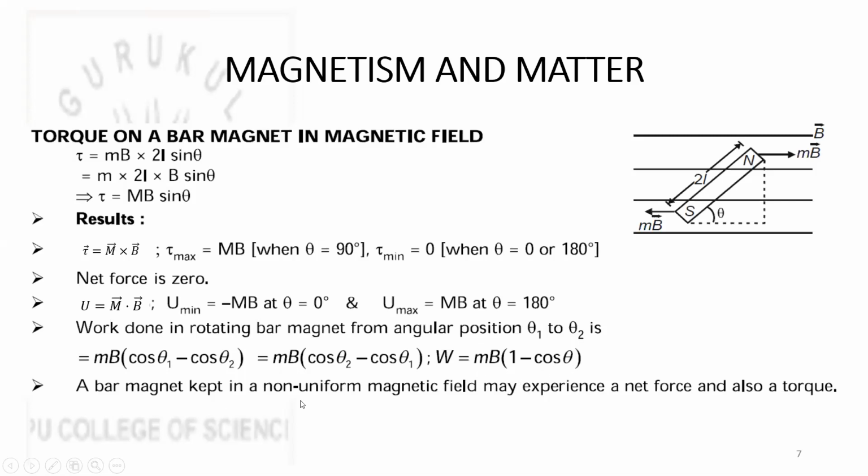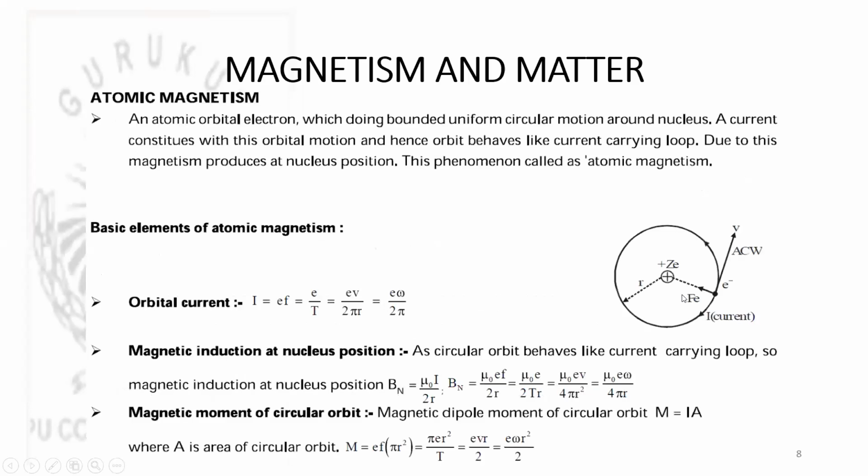Then a bar magnet kept in a non-uniform magnetic field may experience a net force and also a torque. If a bar magnet is placed in a uniform magnetic field, it will experience 0 net force and only experiences torque. But if the magnetic field is non-uniform, the magnet can experience both torque as well as force.